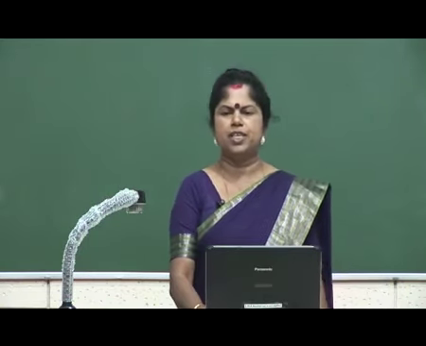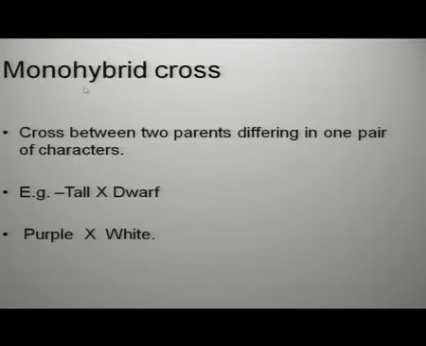Now, we will move to the next aspect, the basic of genetics, monohybrid cross. Mono means single. A cross involving 2 parents, and these 2 parents differ in 1 pair of contrasting characters, is called a monohybrid cross. For example, we are using the character length of the stem or height of the plant, where the contrasting characters are tall and dwarf.